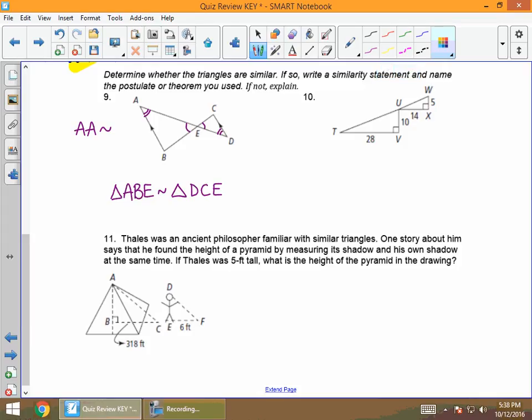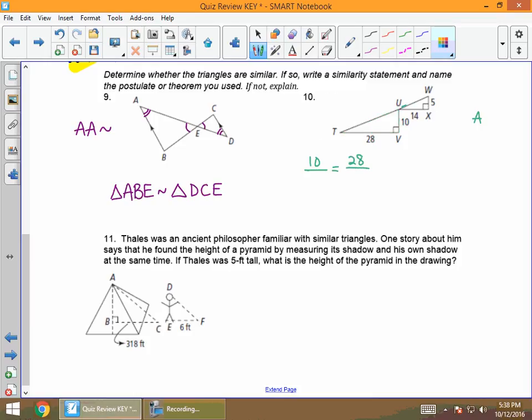All right, I have 90-degree angles, so I have an angle. You can see that angle V is the same as angle X. I do not know if I have sides that are proportional or not, so I'm just going to check for a proportion. I'll use this triangle first. Small side is 10, big side is 28.